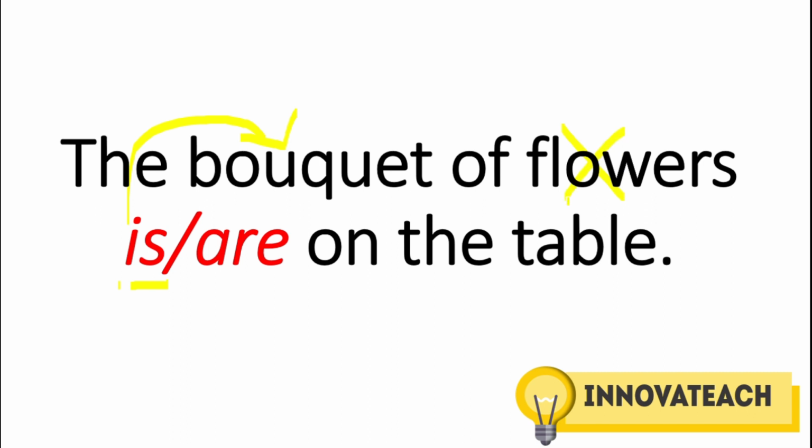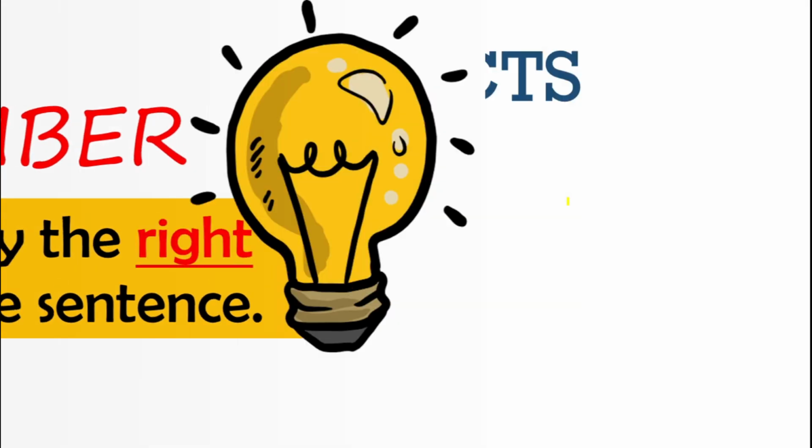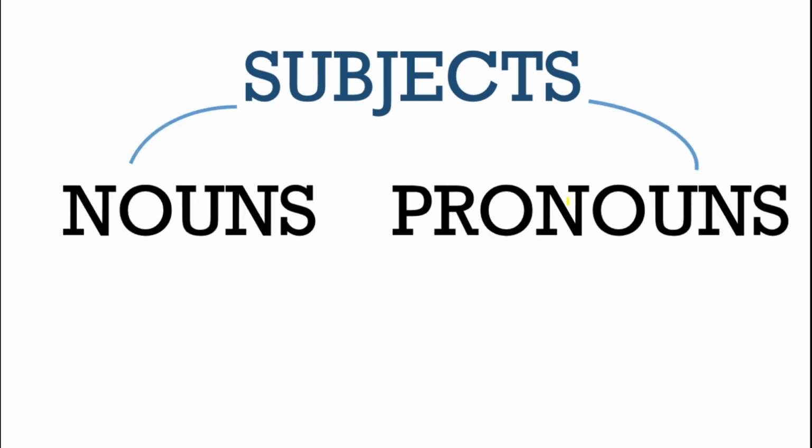If you got this item correct, very good. That's very impressive of you. But if you got it wrong, this is a very important reminder to keep in mind. Remember to first identify the right subject in the sentence. Subjects may be nouns or pronouns.